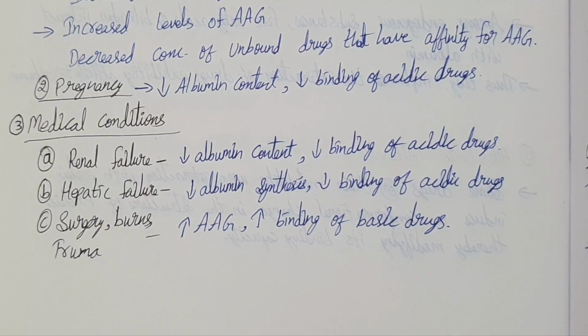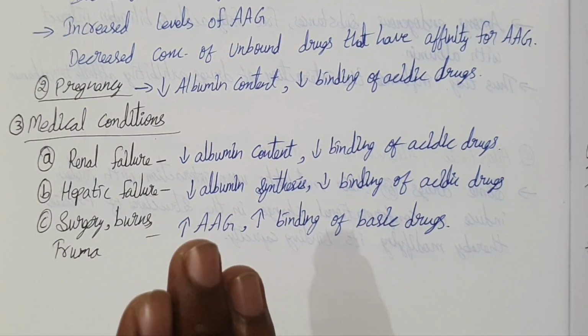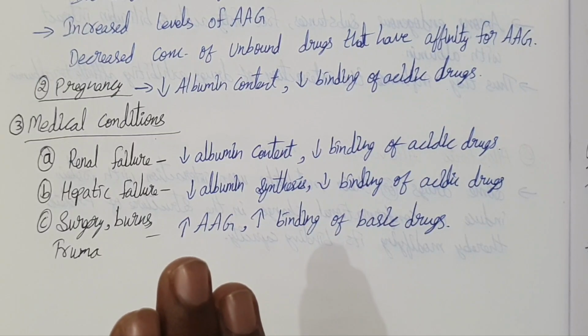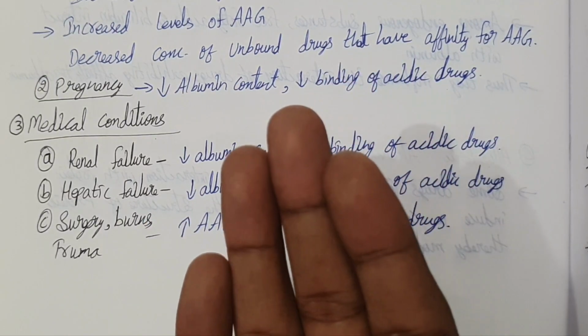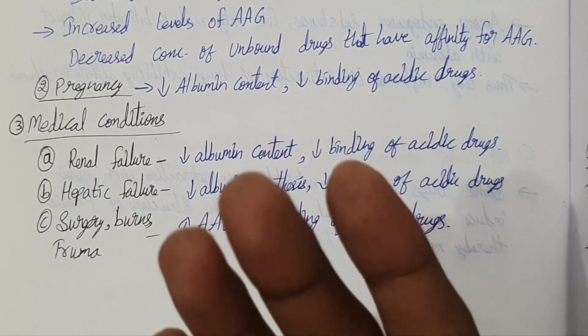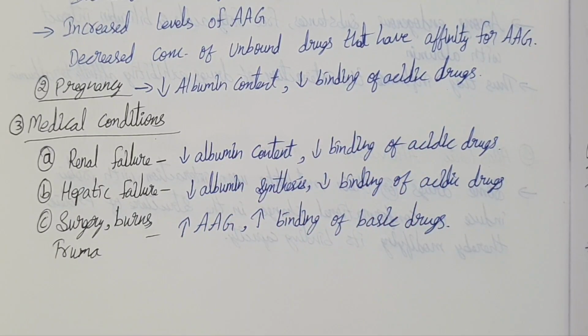So the main factors affecting protein drug binding were: first one, drug properties; second one, protein tissue properties; third one, interactions between other drugs or substances; fourth one, patient specific factors like age, pregnancy, or any diseases.